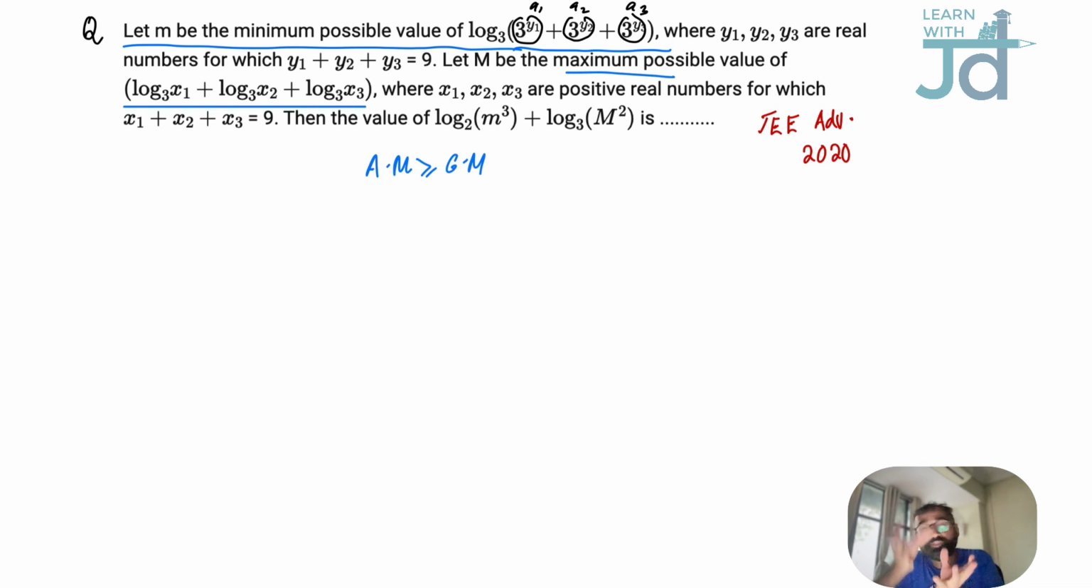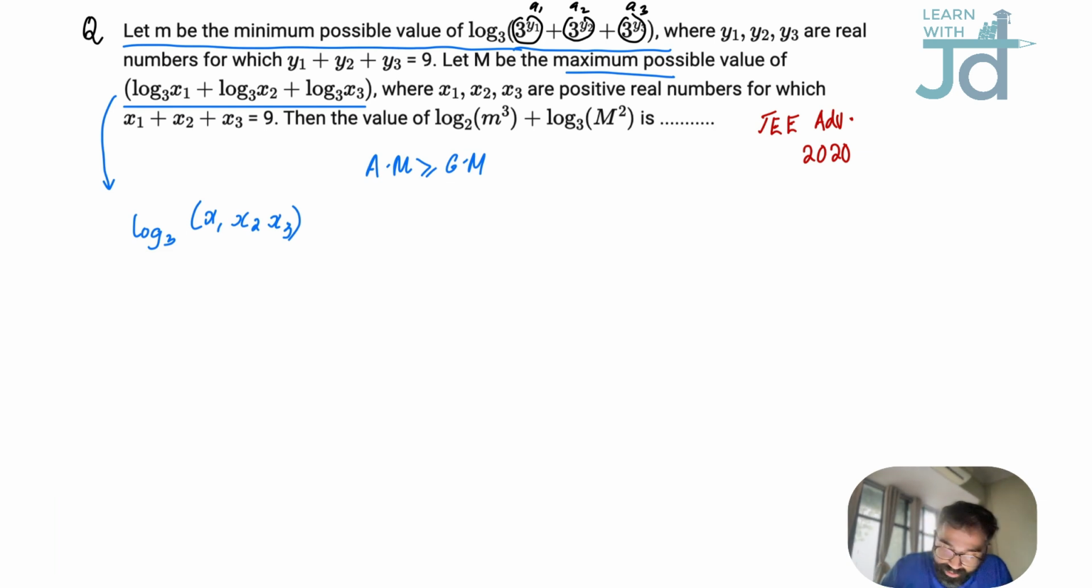Because it's a sum of terms, and for a sum of terms we can find the minimum value using AM greater than GM, not the maximum value. The maximum value of only a product of terms can be found. But this is a logarithm, so you can make this sum a product. So what you have to think is, I can write this as log of 3 x1 x2 x3, because you know log a plus log b plus log c is what? Log abc. I have made it like that.